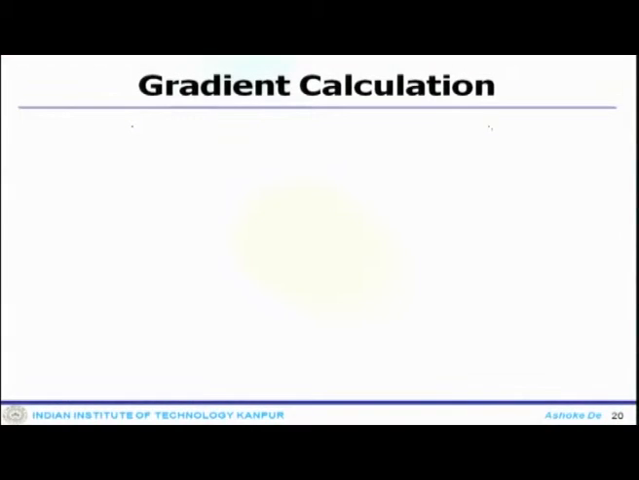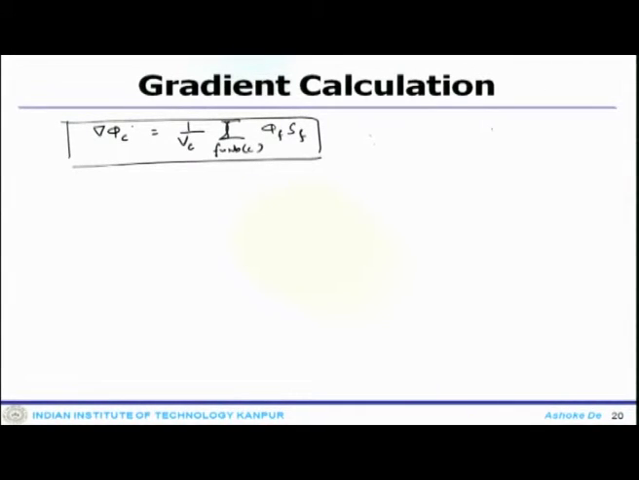So, essentially what we are doing is that the gradient for a particular cell is represented as a summation over all the faces. So that is the gradient calculation that we are trying to do. That is our objective.